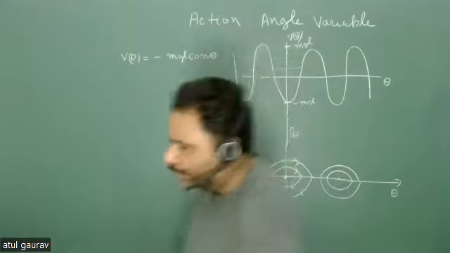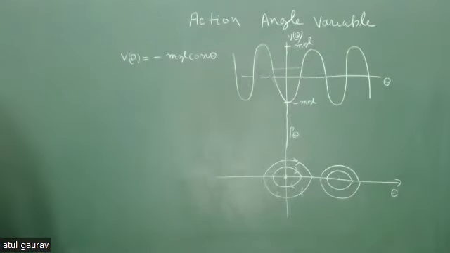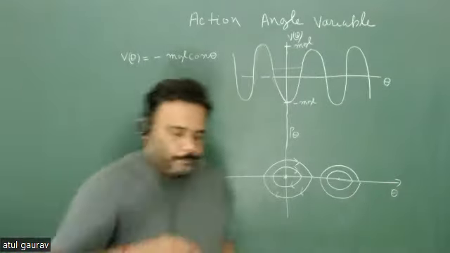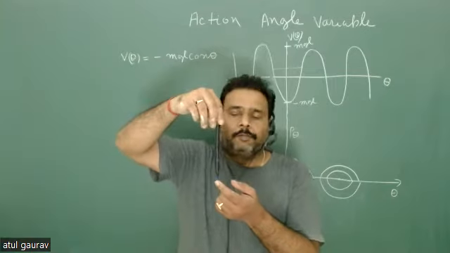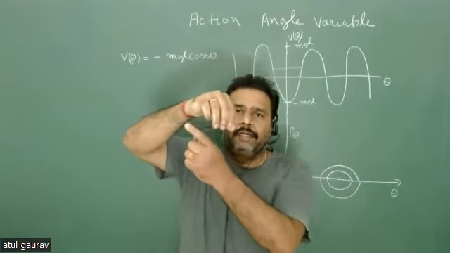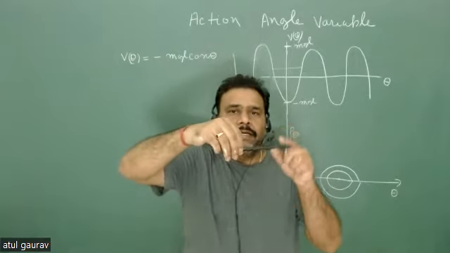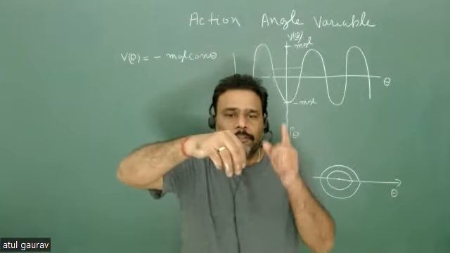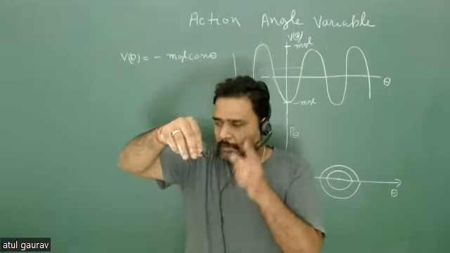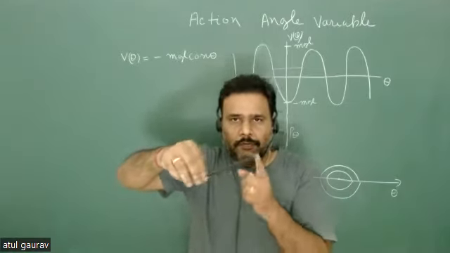What is the meaning of that? We are just talking about oscillation. This is my equilibrium point, a stable equilibrium point. The particle will go there, again come back, go there, again come back, something like this. So a restoring force is always acting on it. Are you able to understand this thing?